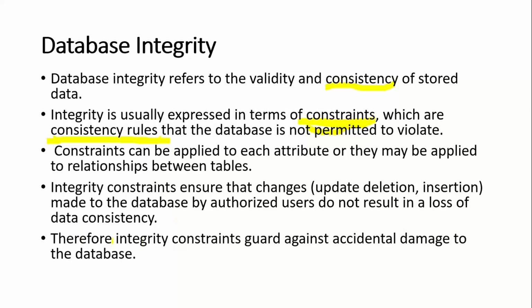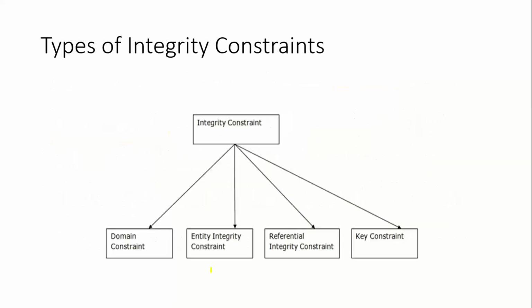The integrity constraints guard against accidental damage to the database. So by mistake or because of some errors, if you try to delete, update, or insert data which is not following the rules or is not in accordance with the integrity constraints, then it will not be allowed into the database. So integrity constraints help us to protect the database from accidental damage. This is all about database integrity.